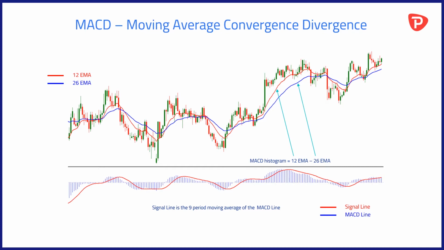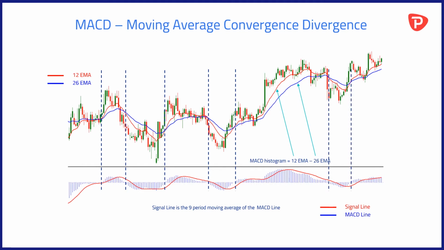When the fast EMA is above the slow EMA, the histogram is above the zero level, and when the fast EMA crosses below the slow EMA, the histogram switches to below the zero level. As we can see on the screen, every time there is a cross of the 12 and the 26 EMAs, the histogram switches from above to below or below to above the zero line, highlighted by the vertical dotted lines.